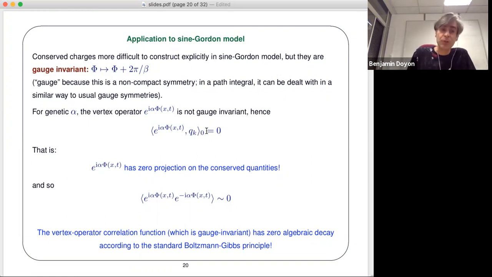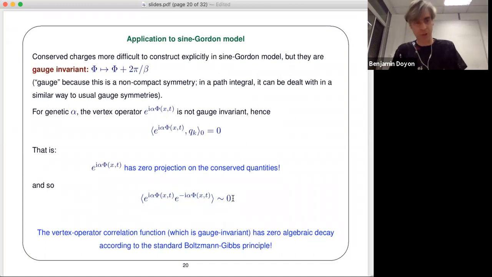Okay. And so that means that e to the i alpha phi, again like sigma plus, sigma minus in the XXZ, in the XX model, has 0 overlap with the conserved quantities. And so from the point of view of algebraic decay, these two-point functions should be 0. That's in accordance with the results of Its, Korepin and others, which says that it actually decays exponentially. But then the question is, okay, can we go further and can we get this exponential decay?